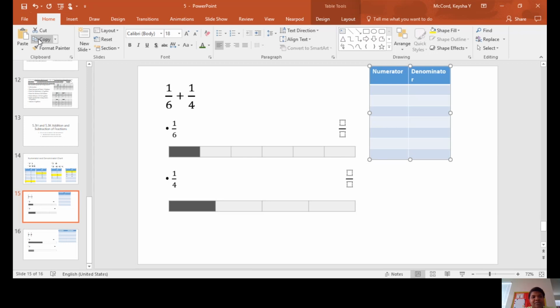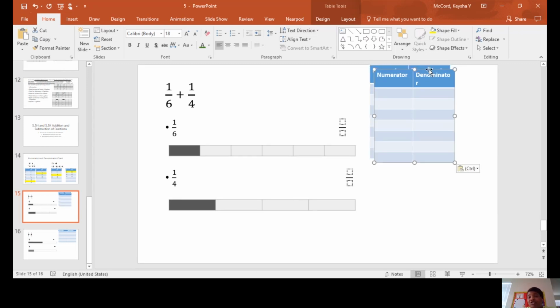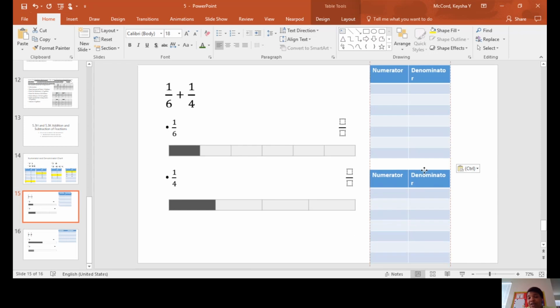Are 6 and 4 the same? No, they're 2 different numbers. So I'm going to have to make a new chart. I'm going to have to find a common denominator that 6 and 4 have. So first thing I'm going to use is my numerator denominator chart.